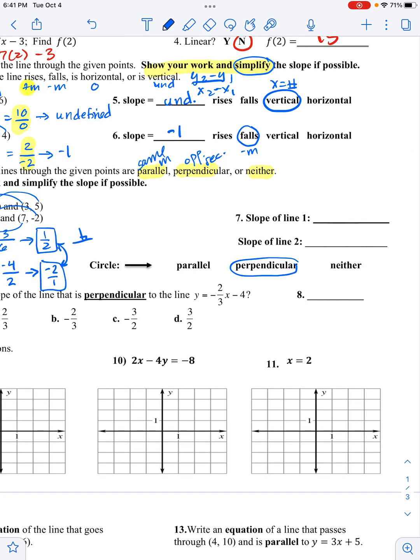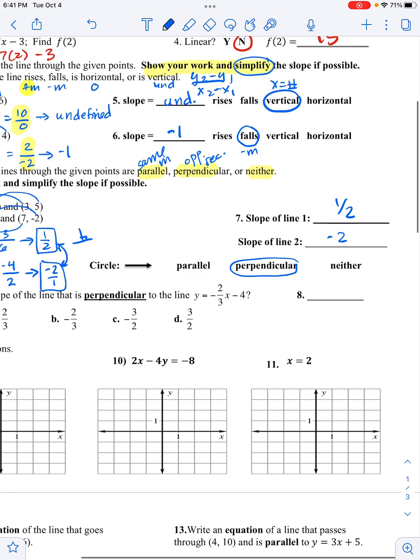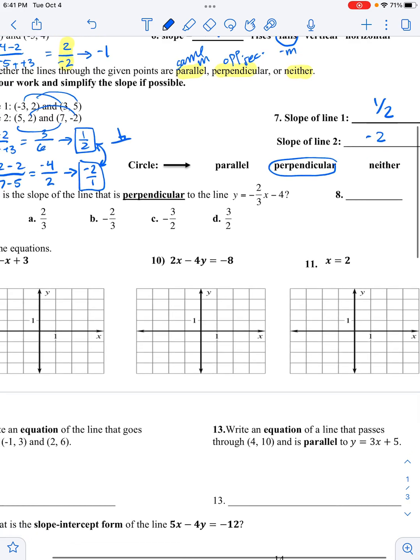Now on your answer line, you're going to be putting your reduced slope value for the first line and your simplified slope value for the second. Because they're opposite reciprocals, I circled perpendicular.